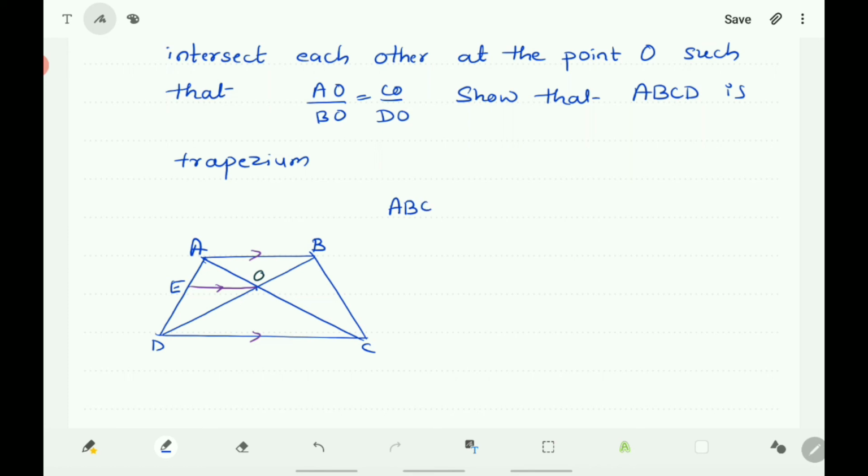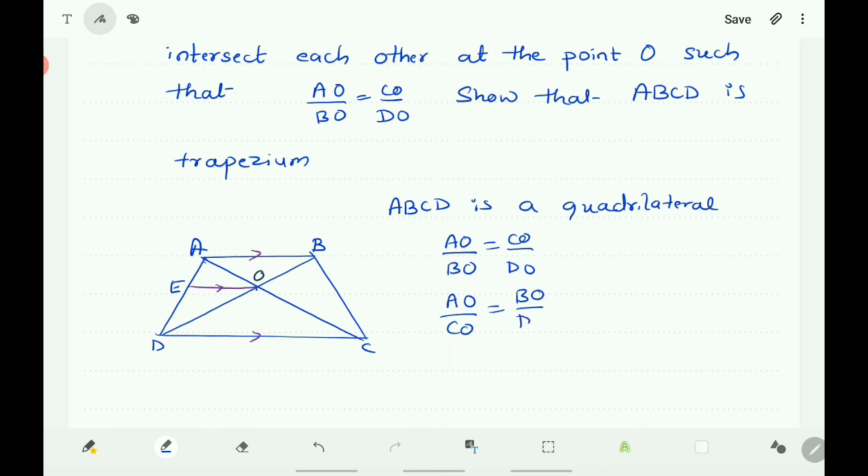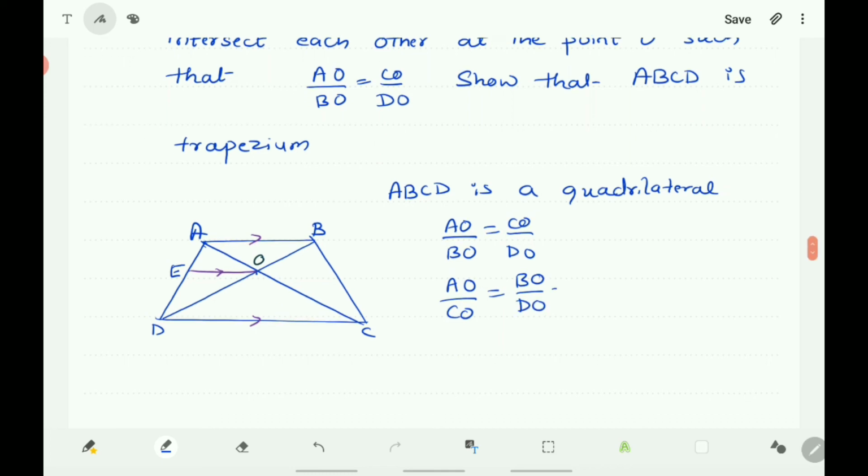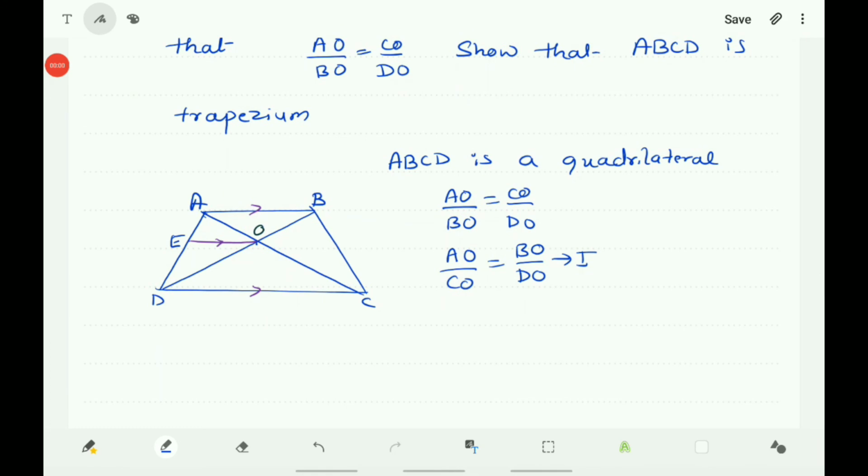So you write here: ABCD is a quadrilateral, AO by BO is equal to CO by DO. So let us take that as AO by CO is equal to BO by DO. Now let us consider this as first. Now let us draw EO parallel to DC.